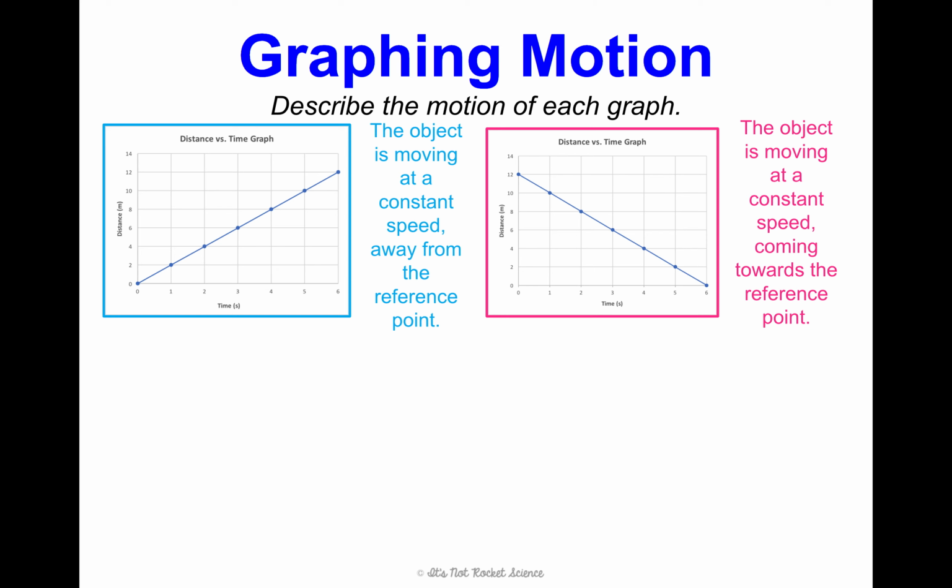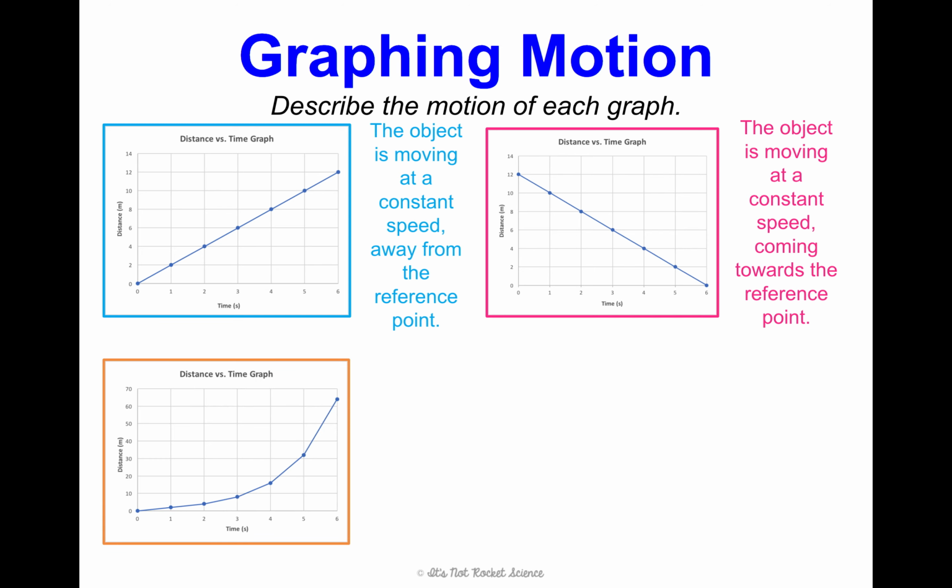So this could be a car that's driving away in the first graph on the top left. This second one could be a car coming back at us, because every second it gets 2 meters closer to us until it gets to where we are at our reference point. Now on this one, this is the first one we have where there's a curve. So what this means is the object is speeding up, because now we're not covering the same distance every second.